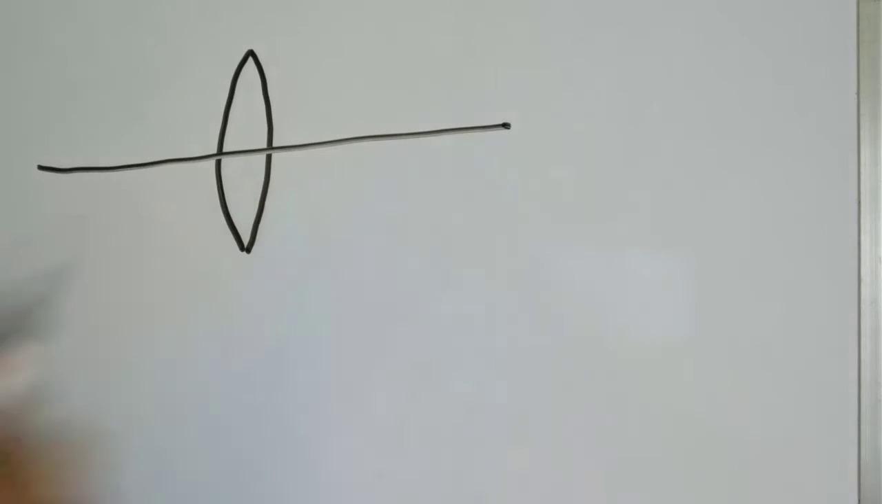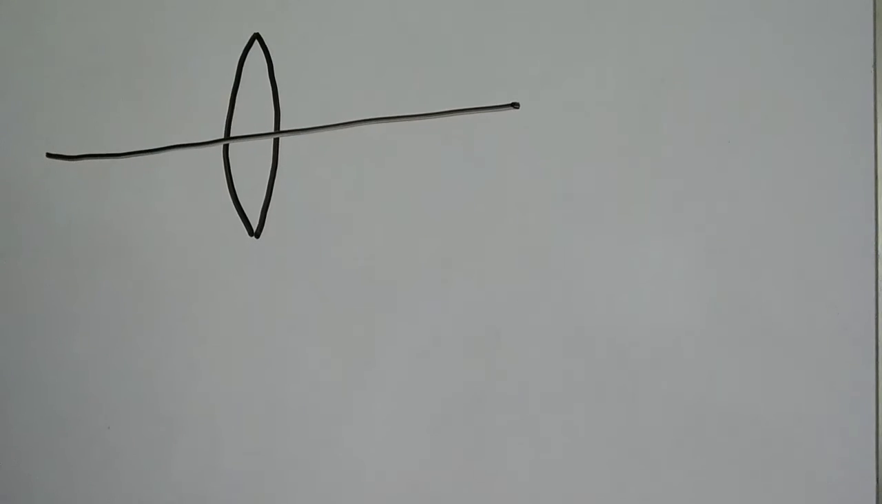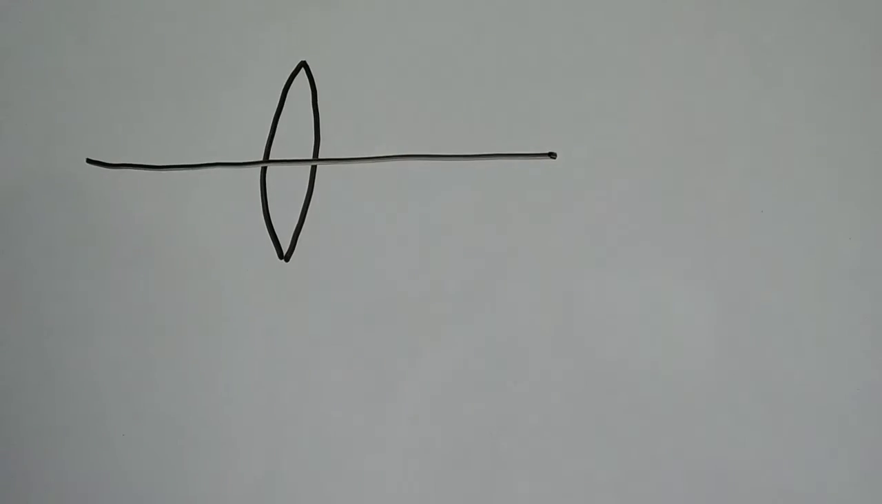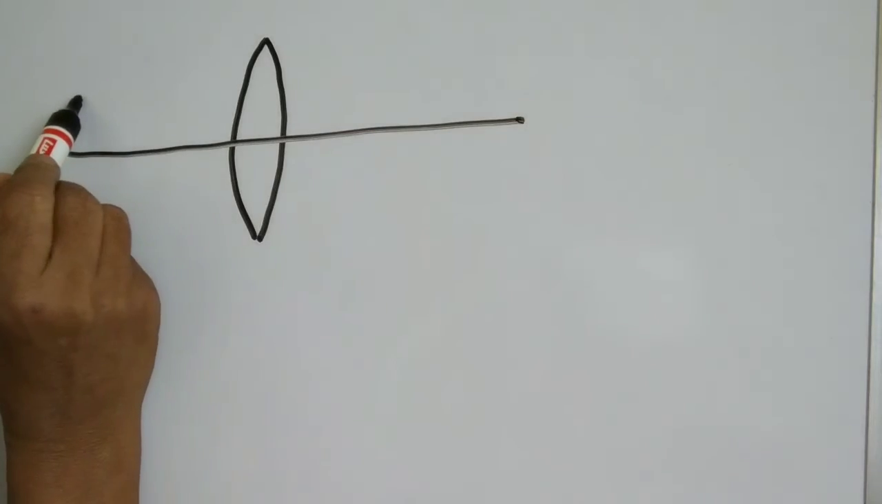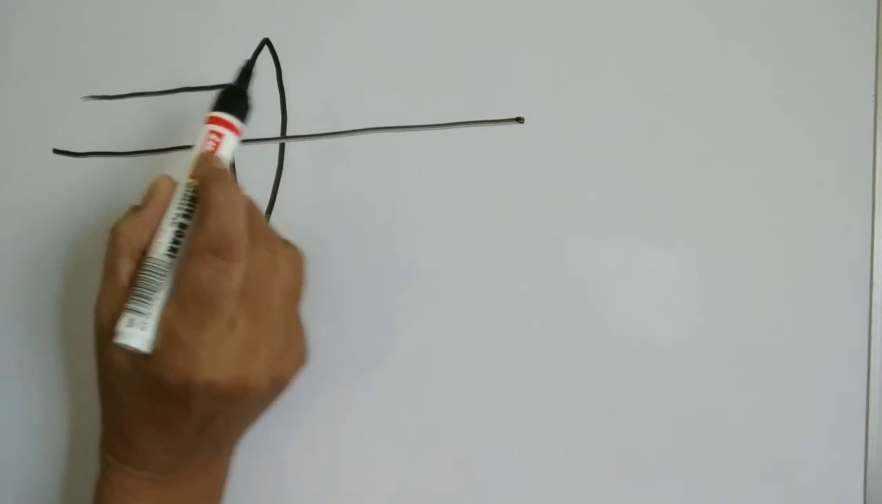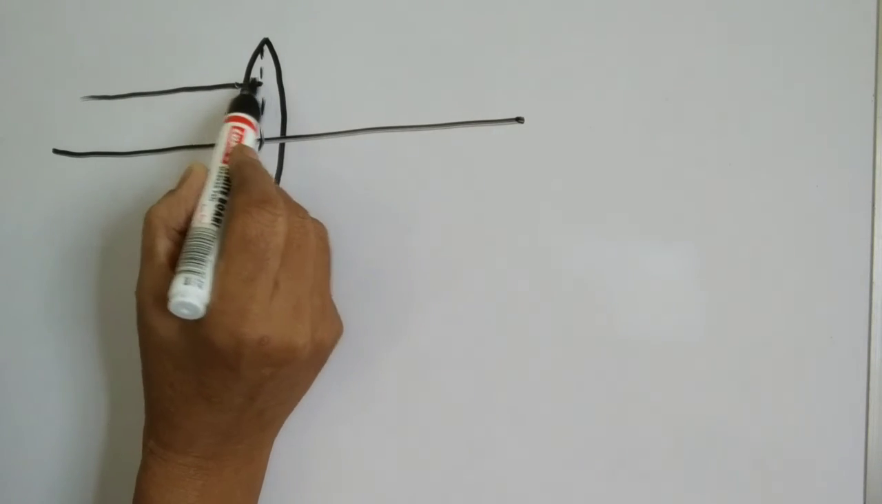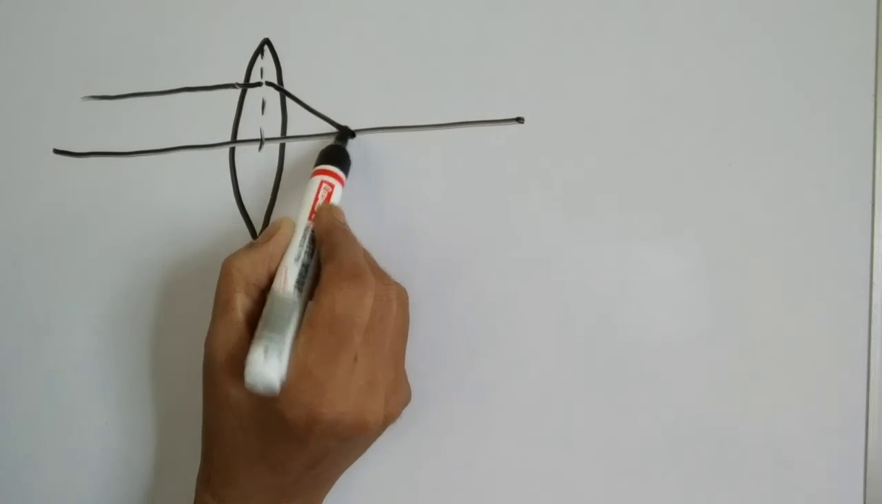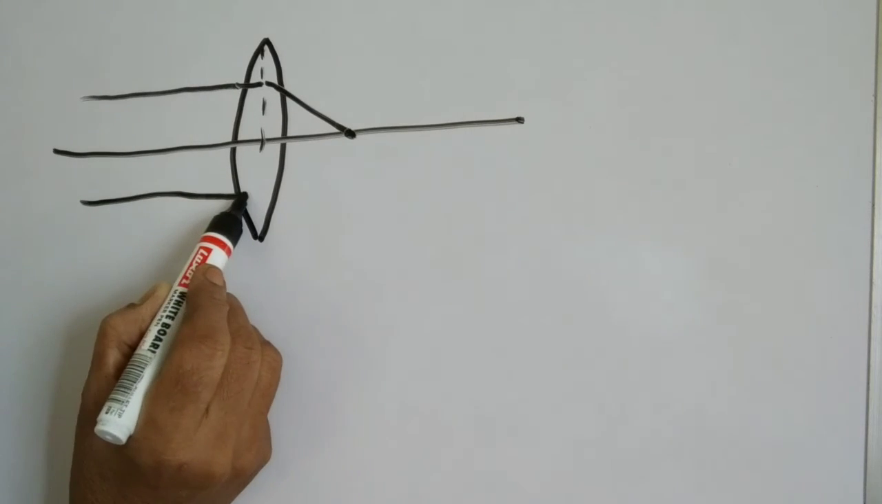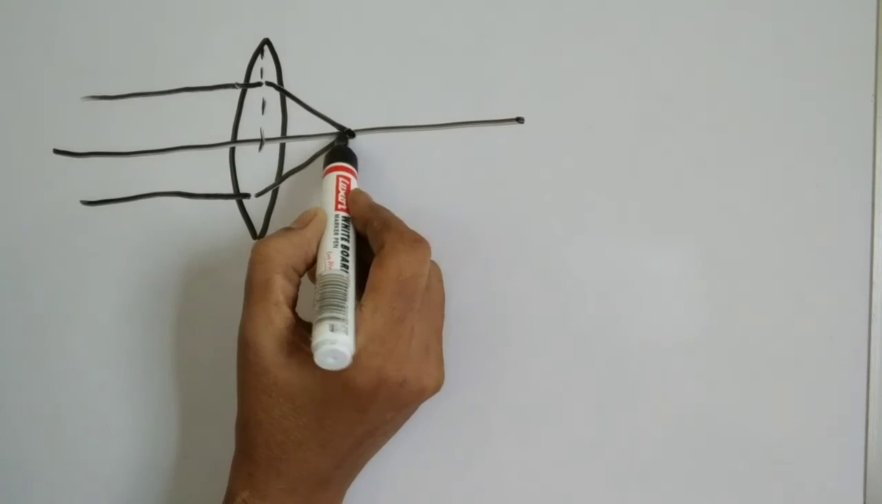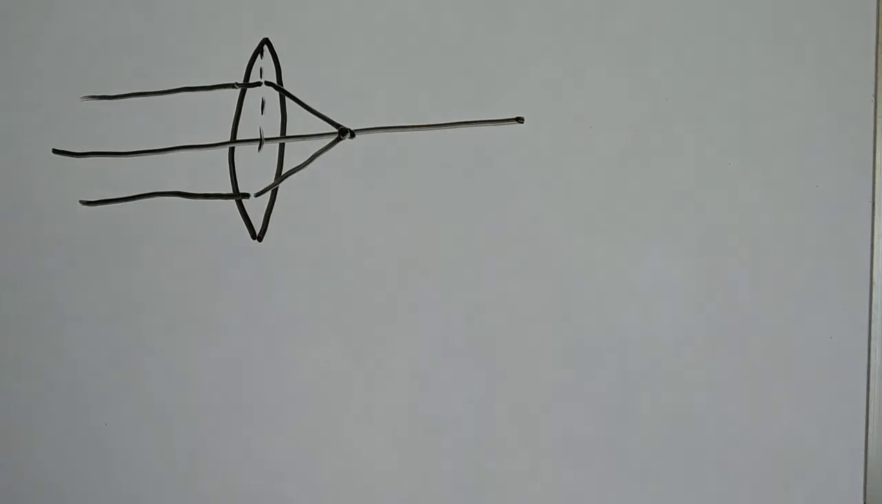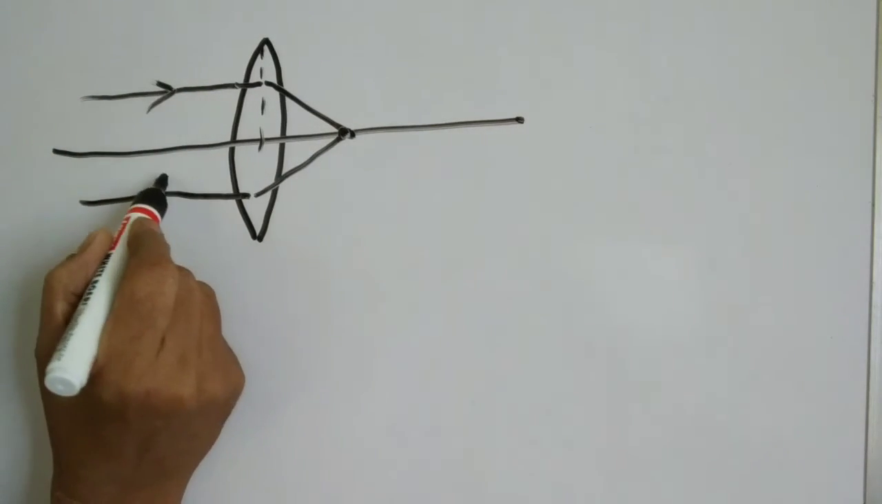Infinity means what? This is the principal axis. Infinity means the rays are parallel to each other. The rays that are approaching the lens are parallel to each other. That means the rays after refraction pass through the focus here. These parallel rays meet at the focus here. A highly diminished image we are getting.